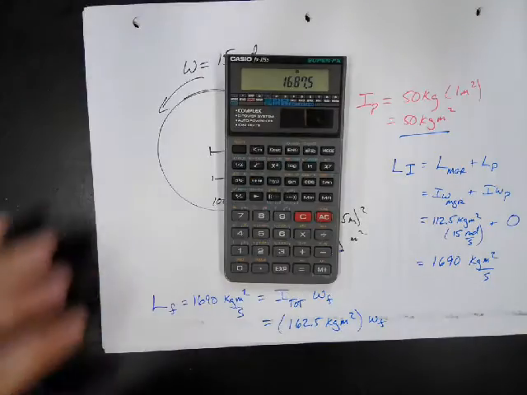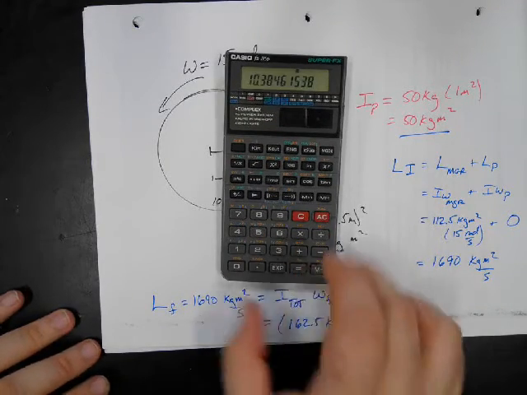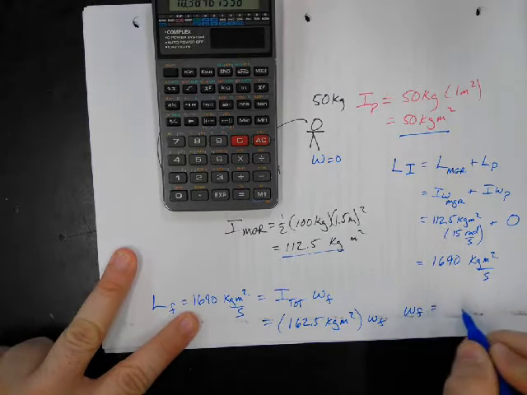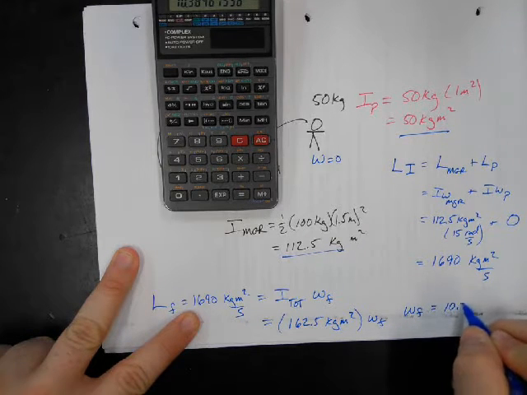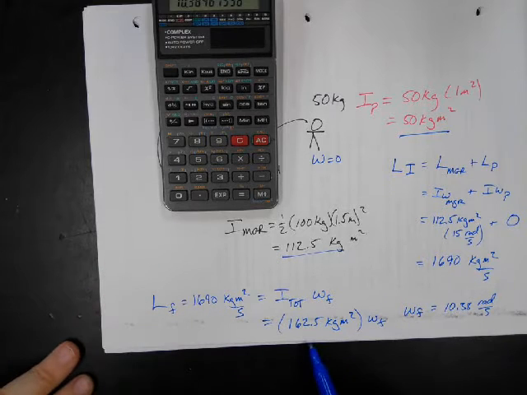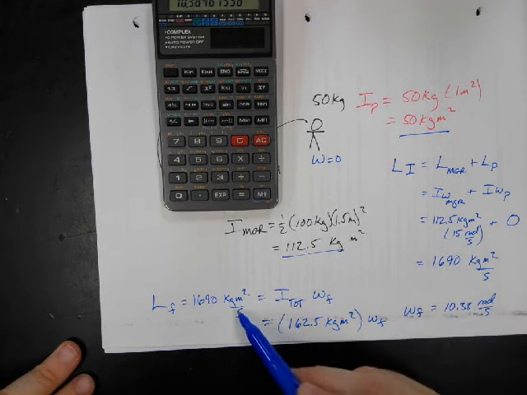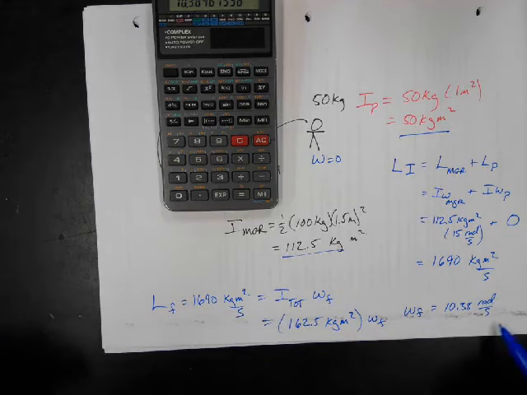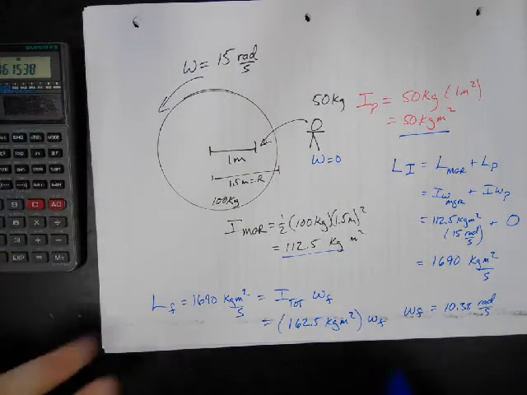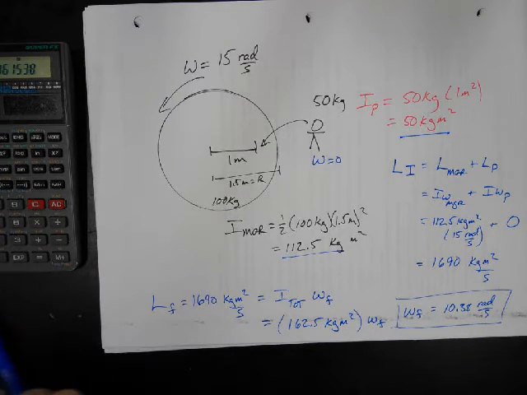So we'll take this, we'll divide by 162.5, and we'll get that this thing slows down. Omega final is 10.38 radians per second. When we divide this out, we had a radian here we canceled. We were going to cancel a bunch of stuff, and we'll end up with per second, and then we put the radian back in. And so it works. We get something, and this is what we expect. We expect it to slow down.